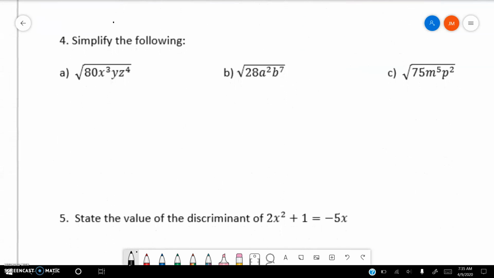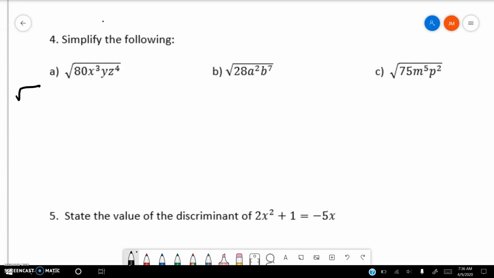So we haven't seen this stuff in a long time. Again, this is where you guys want to look at your perfect square chart and see what is the biggest perfect square that goes into these numbers. So we are going to start with the 80. Square root of 80 can break down to be the square root of 16 and the square root of 5. And then the square root of 16 is just a regular 4, and the square root of 5 stays underneath.